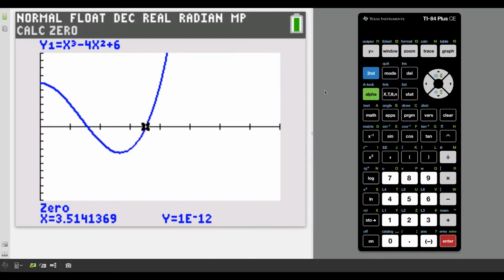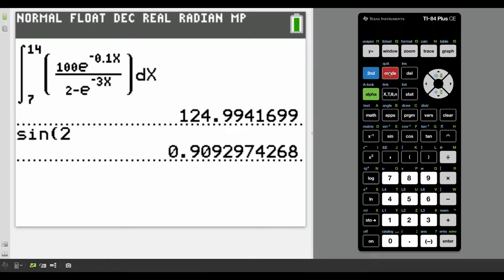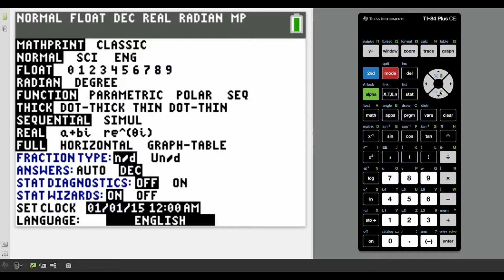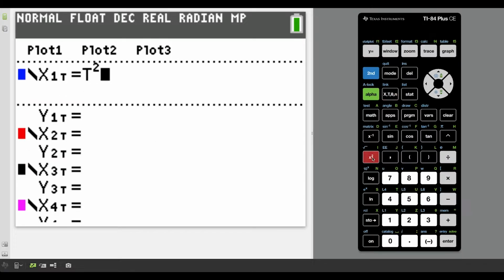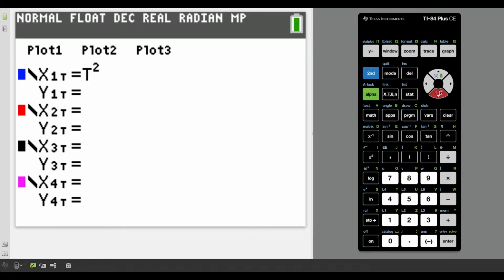But not only do we have to be able to plug in that formula, we have to know how to type it in on the main screen. So for a question like this, since it's a parametric question, we could switch over from function to parametric. And notice now when we go to y equals that we have an x and y equation. So we could type in x was t squared. That was for the x position. And the y position was sine of 4t.